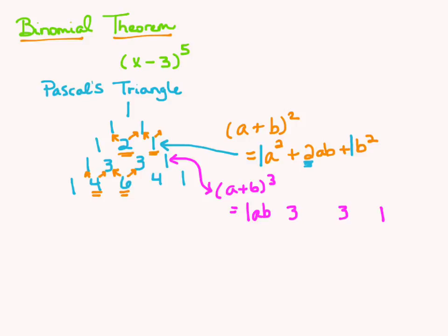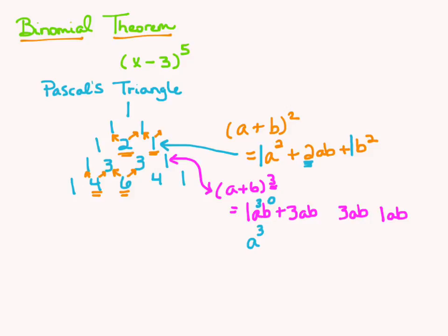Now, each term is going to have an a and a b, and my exponents on the a and the b should always add up to 3, to the degree that I'm raising my binomial to. So for example, my first one, the a is going to start out with a degree of 3, and the b is going to have a degree of 0. And so really, when we write this term, it's really just going to be a cubed. We don't have to write the b to the 0.